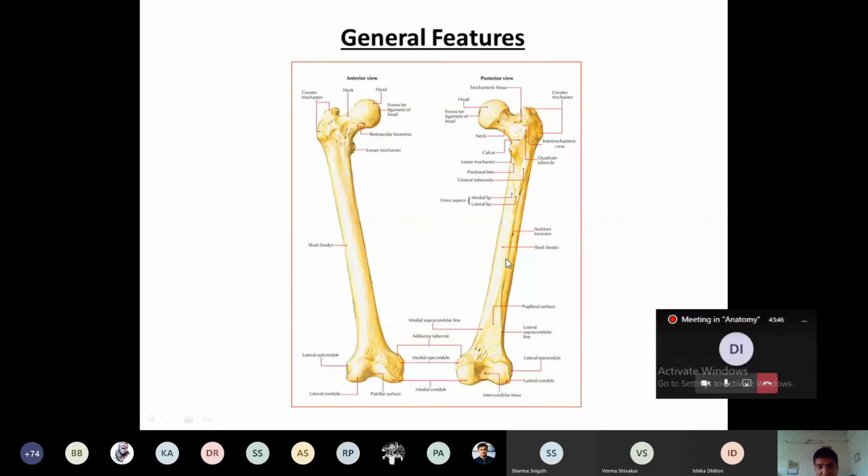And trace these two lips of the linea aspera inferiorly. If you trace the medial lip, you will reach the medial supracondylar line. This one is the medial supracondylar line. If you trace the lateral lip, you will reach the lateral supracondylar line.